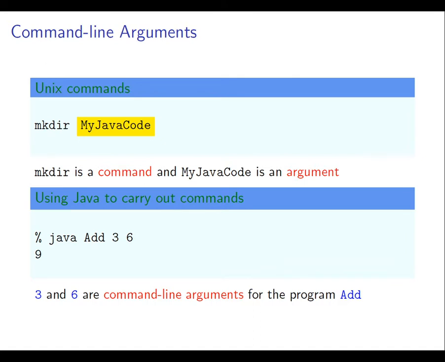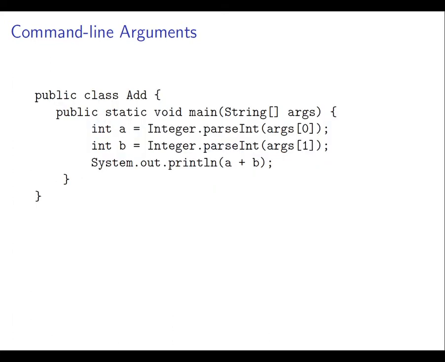So here we have the command java, which, recall, starts the Java virtual machine, it starts the Java interpreter. We give it the argument add, which names the Java class that we would like the interpreter to interpret. That now gives us a program which itself can take command line arguments. So 3 and 6 are the command line arguments for the program add. Let's have a look at the program add.